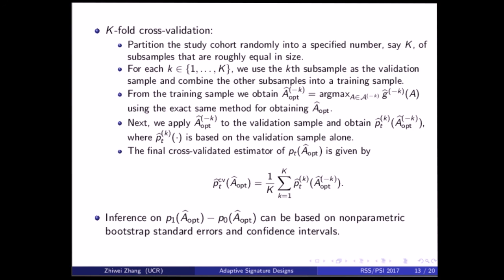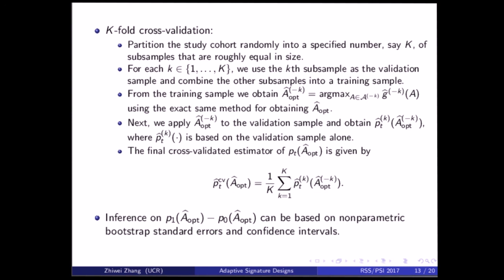Now, this estimate here is free of selection bias because the two components, PT hat and A hat, are based on independent data, as indicated by their superscripts. And that's the whole point of cross-validation. So we repeat this procedure for each subsample as the validation sample and average the resulting estimates into a final cross-validated estimate.